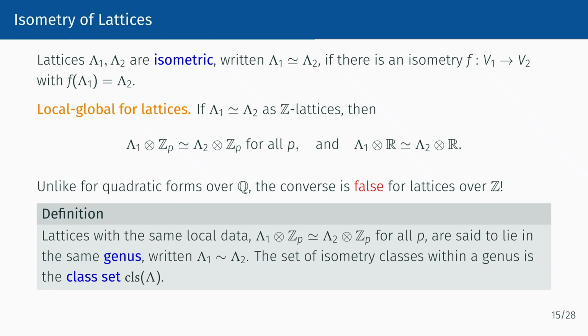And because this converse fails, we try to measure the failure. For that reason, the same Gauss that you met earlier today in Alvaro's talk, in his Disquisitiones Arithmeticae, introduces the notion of a genus. Lattices with the same local data, meaning that they're isometric at every prime p and at R, are said to lie in the same genus. And now one can ask, how many isometry classes are there in the genus? This is what is known as the class set of the lattice.